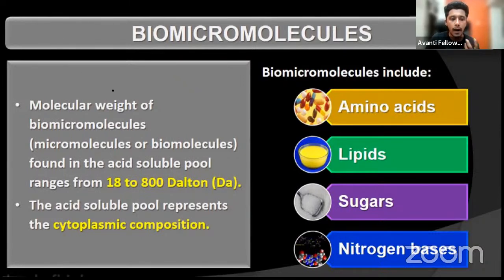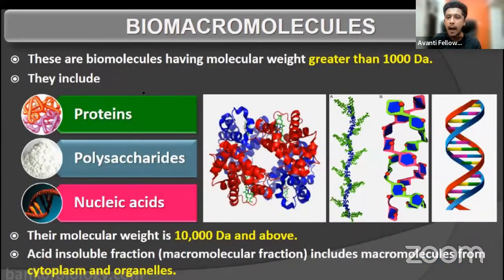And why do we call them biomicromolecules? It is because of their molecular weight. If any molecule ranges between 18 to 800 Daltons, then we call it a biomicromolecule. So where do we find biomicromolecules? We can find the majority of them in our cytoplasmic composition. Our cells have cytoplasm, right? Within the cytoplasmic composition, we have all these micromolecules. We will study amino acids, lipids, sugars, and nitrogen bases in detail in the coming session.